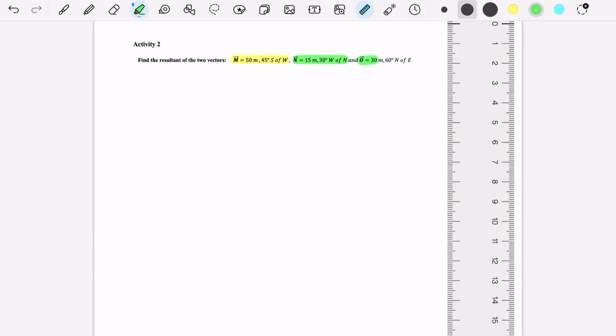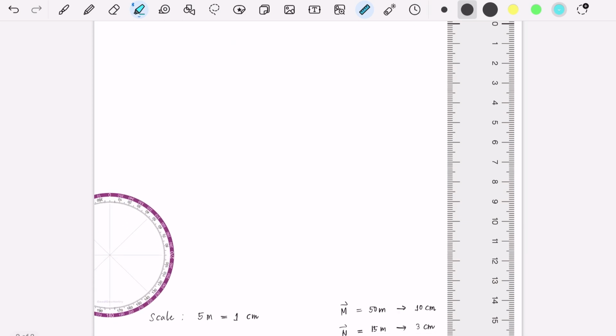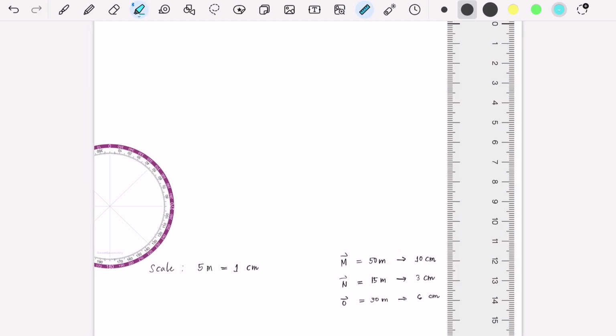Let me just change the color. Vector O is 30 meters 60 degrees north of east. Now the first thing that you have to consider is the scale, and I already thought of a better scale for everyone. So for me, at least in the space that I'm working, it would be fitting to use this scale. Every 5 meters of my vector to be equivalent to 1 centimeter of my ruler.